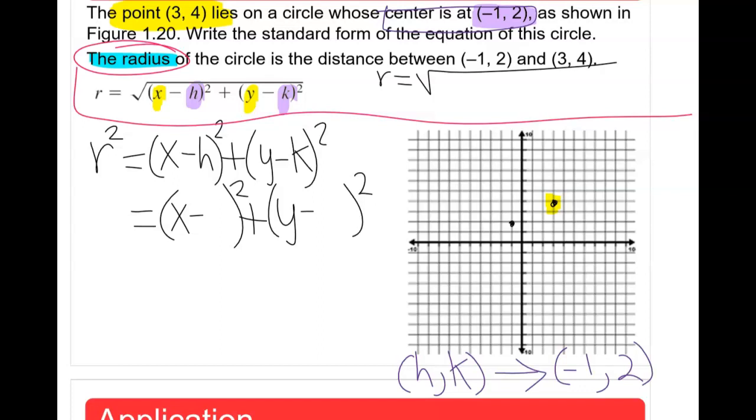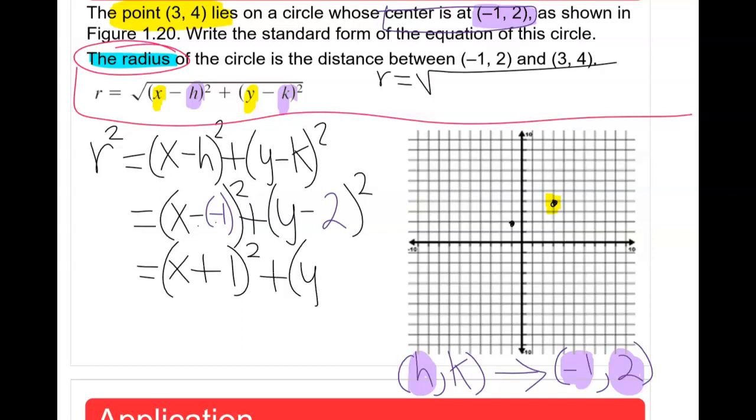So actually, let's do that first. So if I substitute the value of h, which is -1, that will be here in parentheses. And the value for k, which is +2, will be here. So what will happen is that here we have a double negative, so that will turn into +1. And then here we have y minus 2 squared.